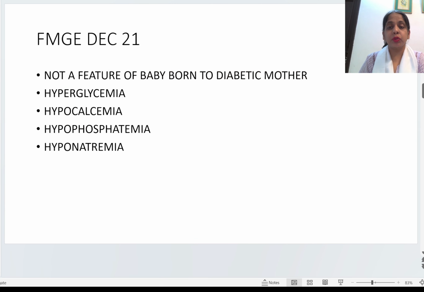Now let us see this question. Not a feature of the baby born to a diabetic mother. It was asked in FMG December 21. Options are hyperglycemia, hypocalcemia, hypophosphatemia and hyponatremia. So it is quite often asked.